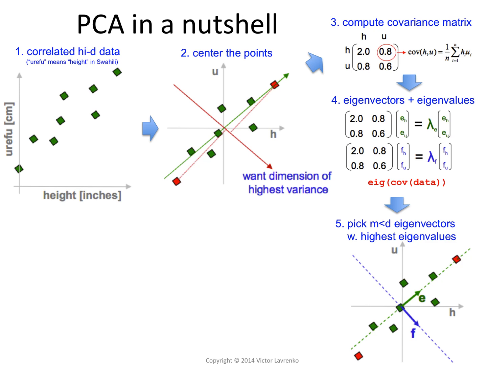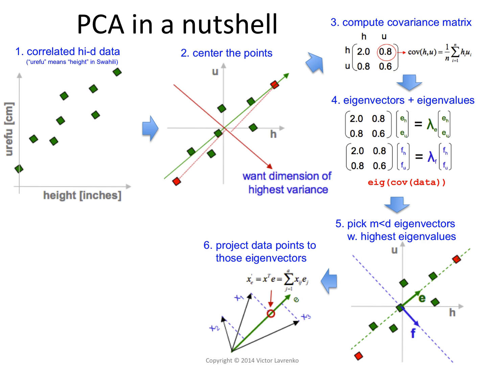Okay. So once you've identified your eigenvectors and eigenvalues, you're going to look for m eigenvectors, and you're going to pick the ones that have the highest eigenvalues, because they are the ones that span most of the variance in your system. In this case, I'm in 2-dimensional space, so I'm going to look for 1, and the one that has the highest eigenvalue is this green vector E. So that's the dimension that I want.